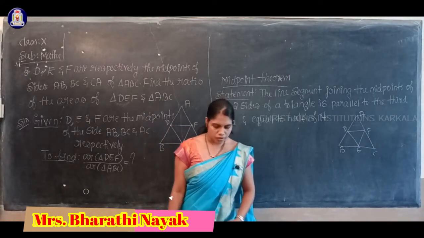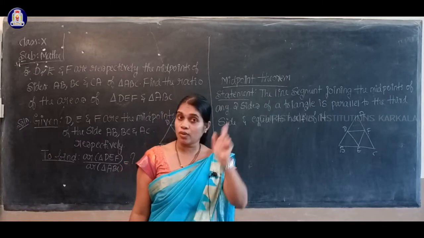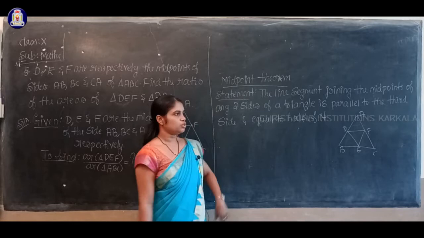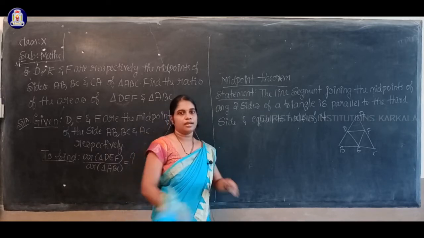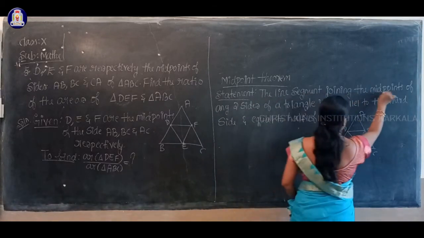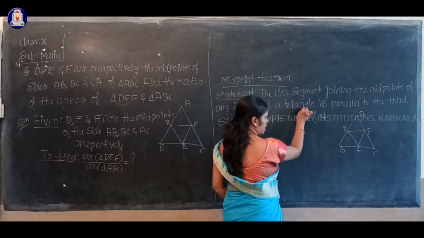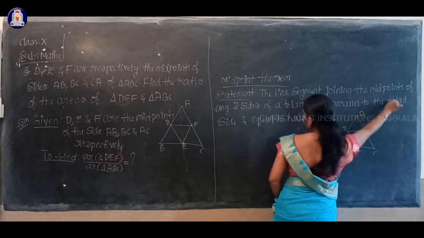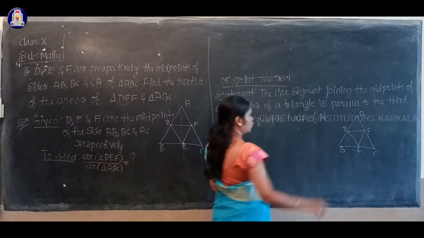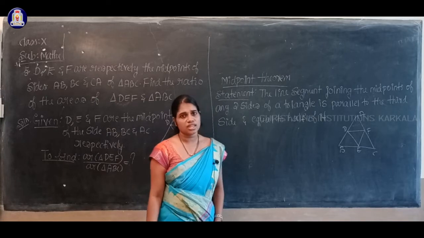Okay, so this is one of the important theorems which you have studied in your 9th standard, isn't it, in the quadrilaterals chapter. Let's recall it. According to the statement of the midpoint theorem, the line segment joining the midpoints of any two sides of a triangle is parallel to the third side and equal to half of it.